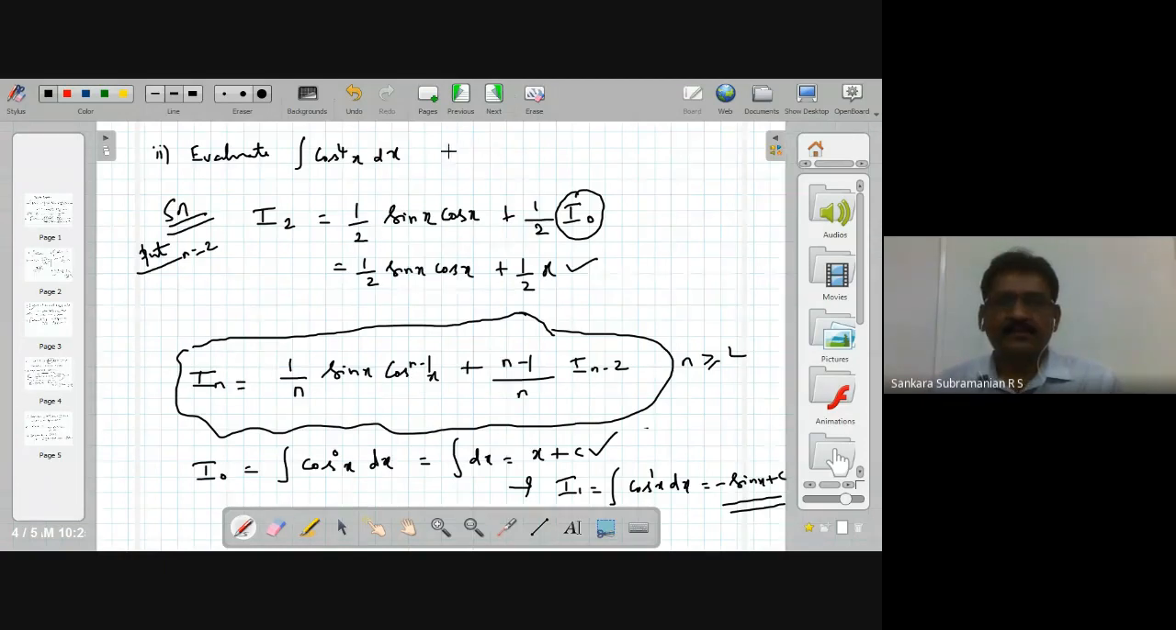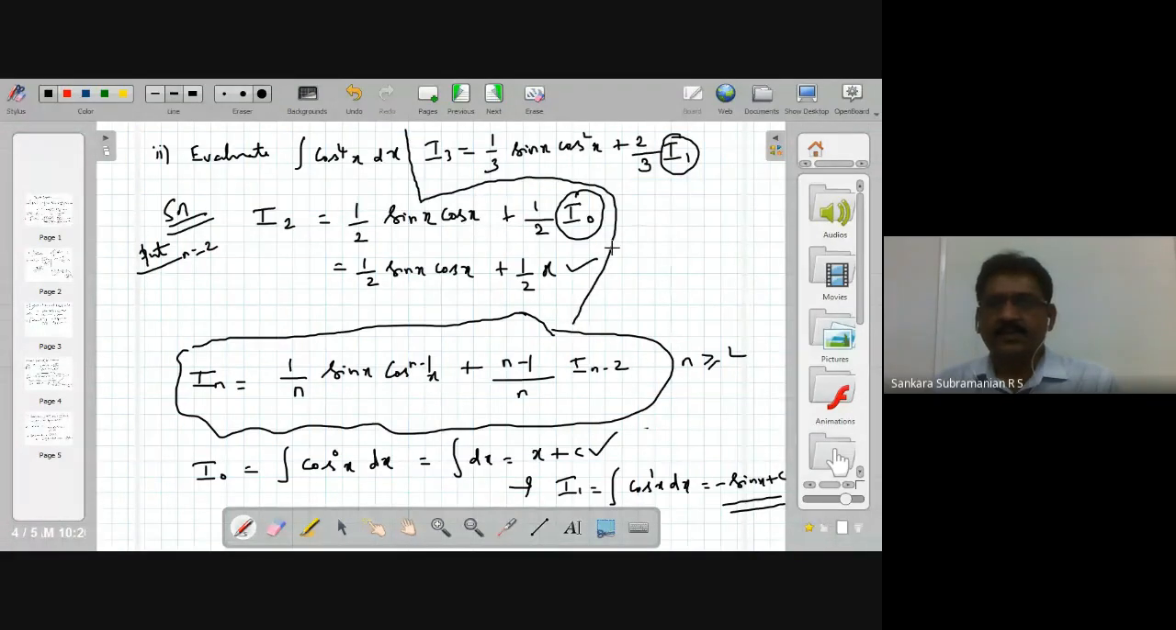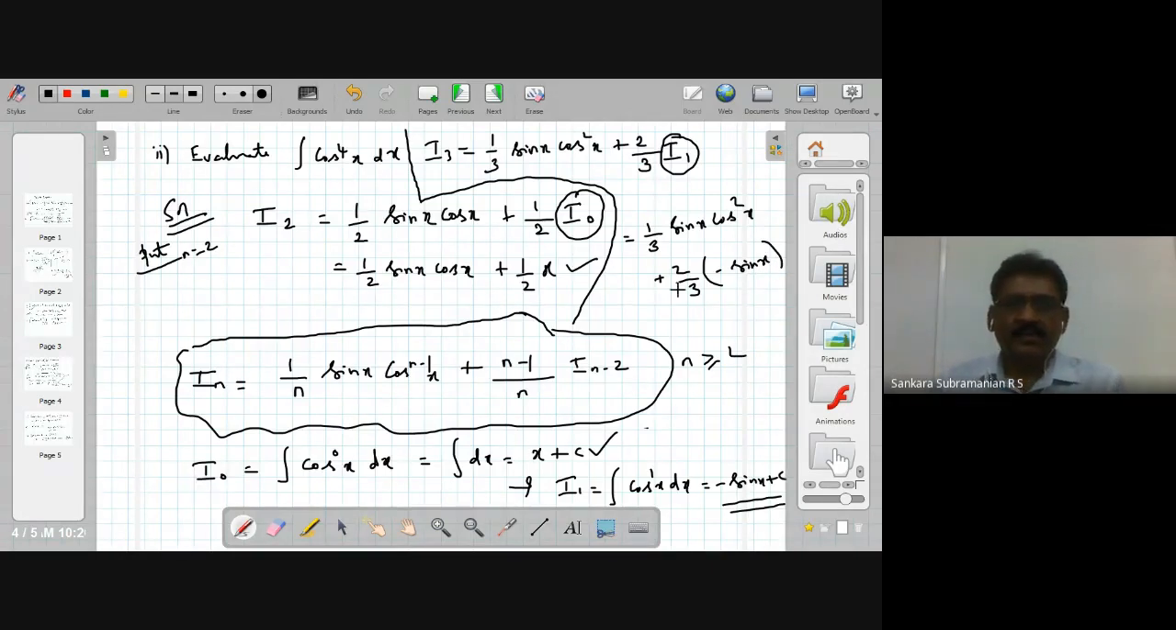You have to find I3. I3 equal to, if you put n equal to 3, you get 1 by 3 sin x into cos to the power 3 minus 1, that is cos square x, plus n minus 1 by 3, what is n minus 1? This is 3 minus 1, which is 2 by 3, and this is I of 3 minus 2, that is I1. So I1 must be substituted. Then this is equal to 1 by 3 sin x into cos square x plus 2 by 3 into I1. I1 is minus sin x, and the constant comes automatically in I3. Now if you find I4, you will get the value.